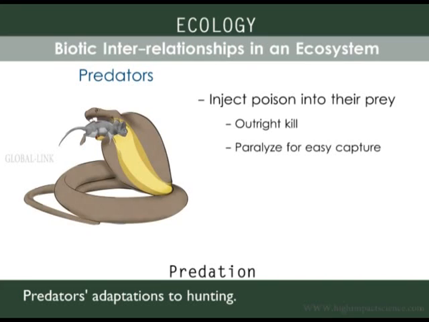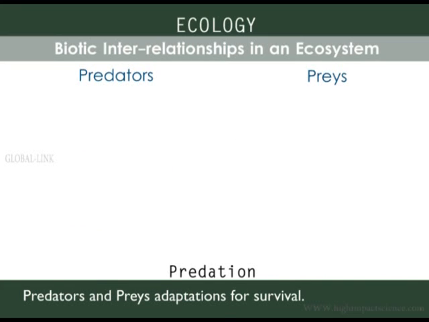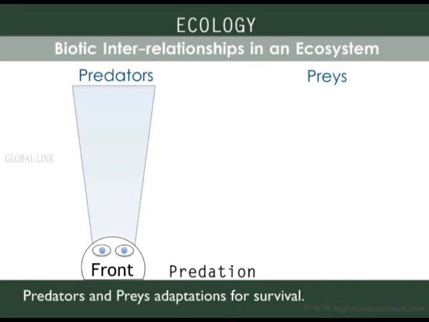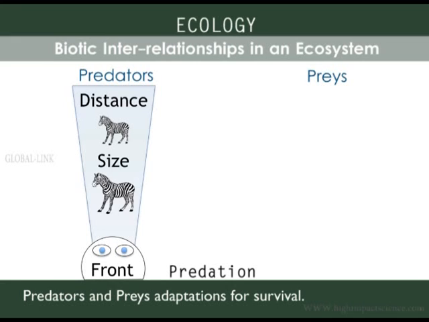Lions and other predators have binocular vision, meaning that their eyes are in front of their heads. This makes it easier for them to judge the distance of the animal they are hunting.